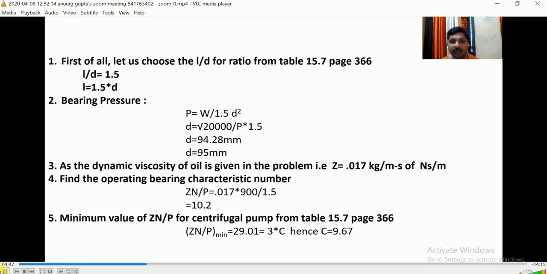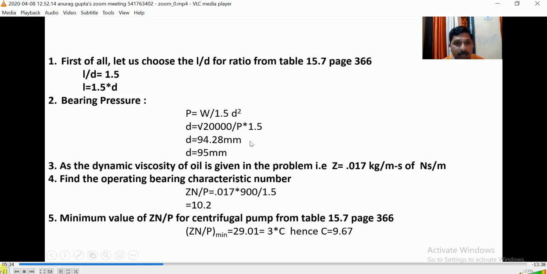Now the pressure is given, and we know what pressure is. Pressure is nothing but the radial load divided by the projected area of the bearing. The projected area of the bearing is L into D, so 1.5 D into D, because L is equal to 1.5 D. So we can write the pressure is equal to W upon 1.5 D square. From here we can easily find the diameter of the journal. The diameter of the journal comes out to be 94.28 mm.